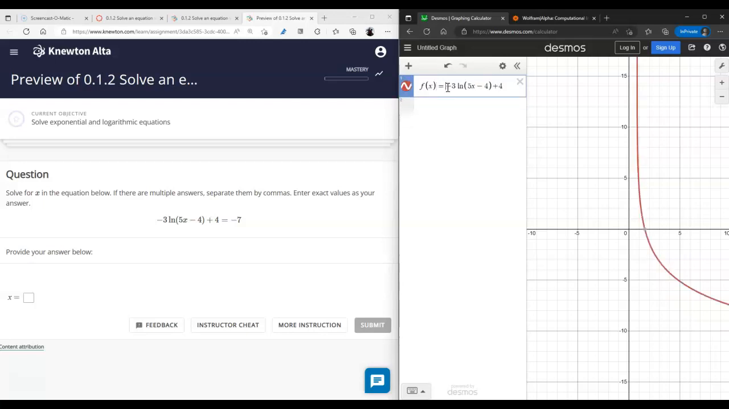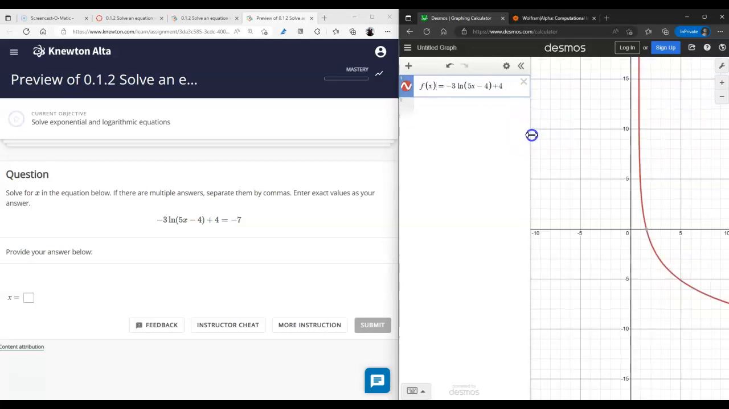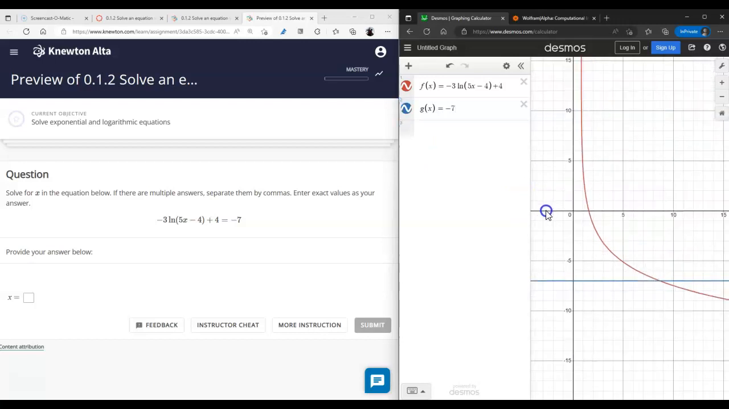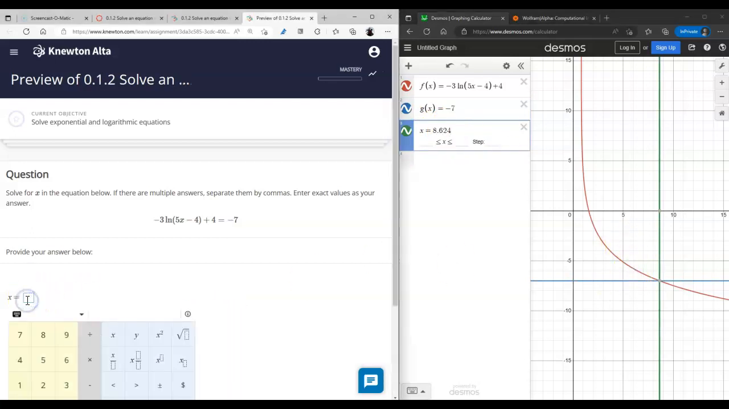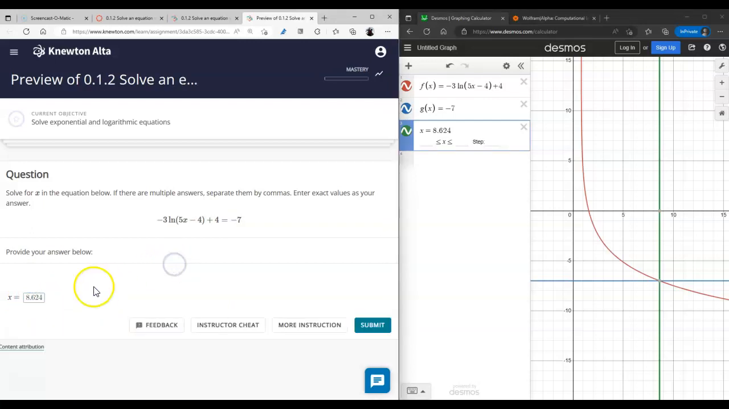First of all, I'm going to define two functions, one for each side: the function for the left-hand side of the equation, and the function for the right side of the equation. Solving the equation now becomes as simple as finding the x value of the point of intersection. So you can tell that these two intersect at x equals 8.624. However, if I just type here x is equal to 8.624, it is not going to like it.